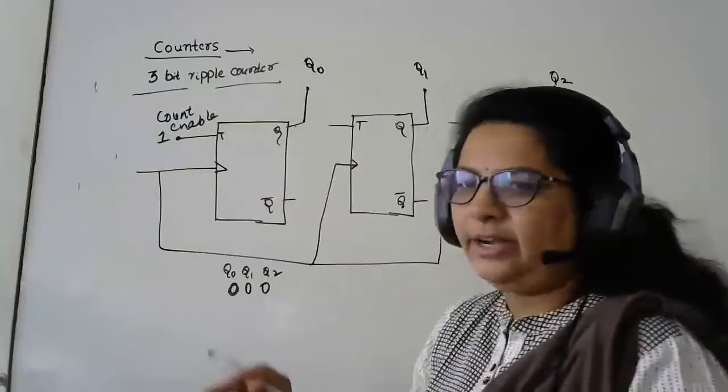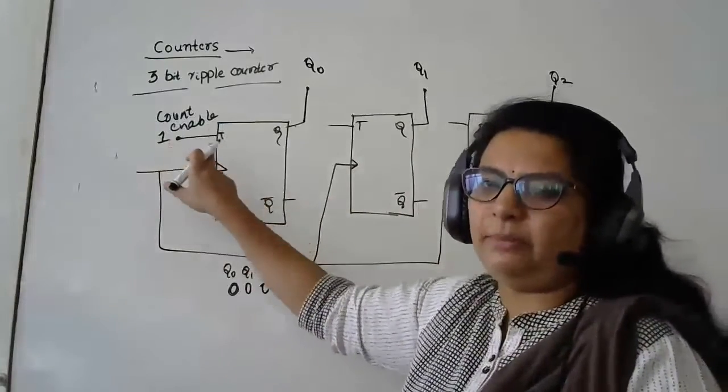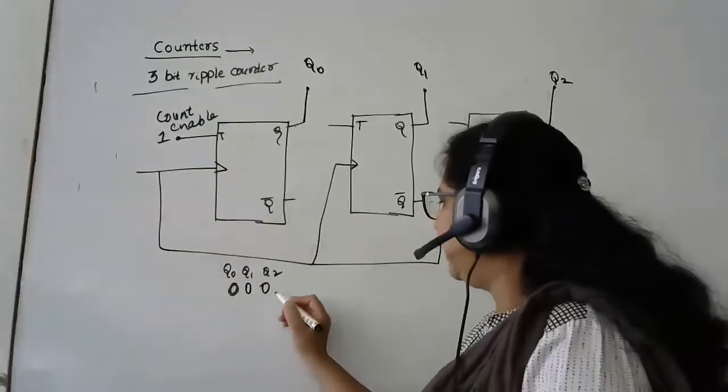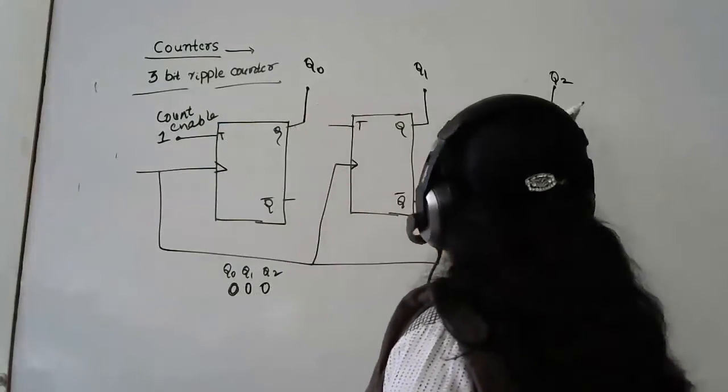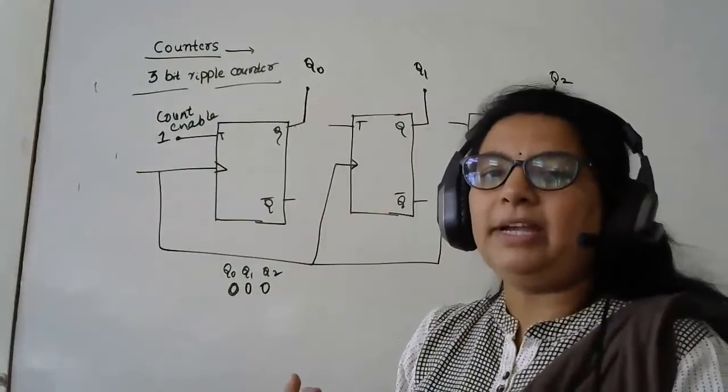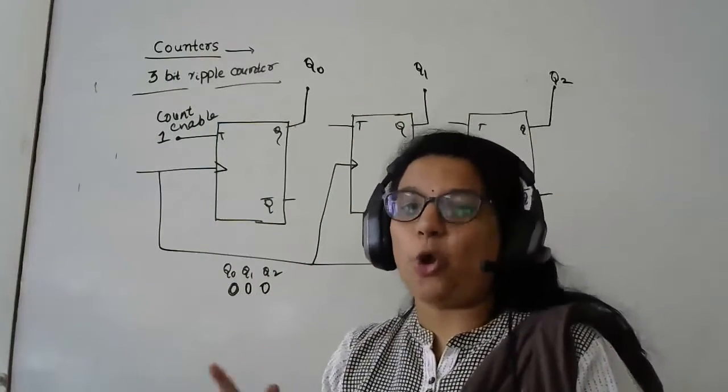Okay, so if it is enabled, my T will be 1. If it is disabled, then it becomes 0. To start with, let us assume that I am having all my outputs as zeros. Now I have enabled the T flip-flop. When my T is equal to 1, then what happens? It will be in a toggle state, no?